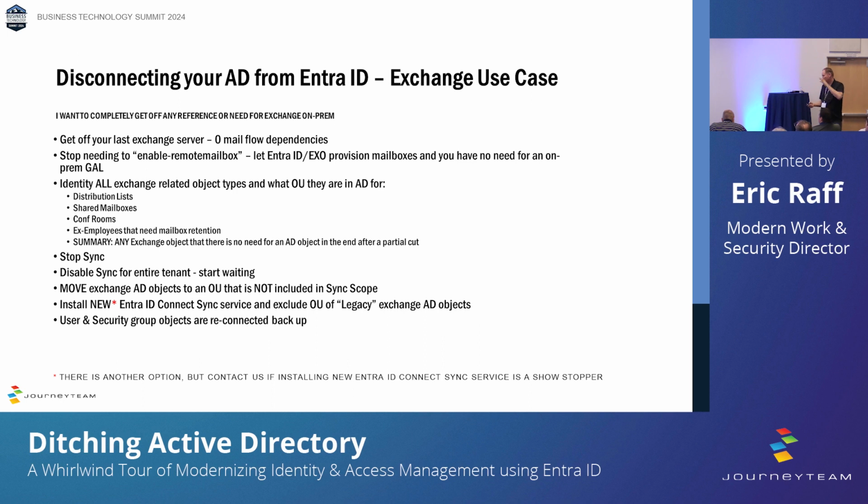User and security groups are now reconnected back up, and all the Exchange objects stay in the cloud. So basically, I'm going to go into that a little bit more. Today, what I just described is the only supported way to take an existing object that's in AD, synced up to the cloud, and flip its source of authority to be in the cloud. Okay? Does anyone think I'm lying right now?